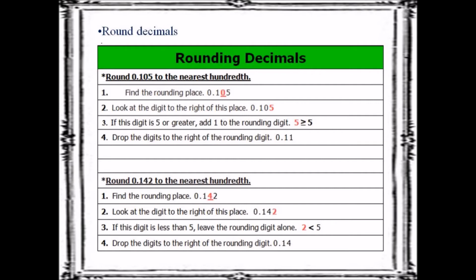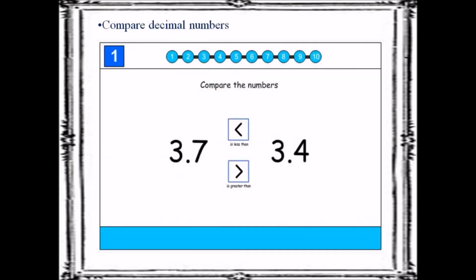0.142 to the nearest hundredth. Because the 2 is less than 5, it will be 0.14. Compare decimal numbers 3.7 and 3.4. Whether it is greater or less, it is less.